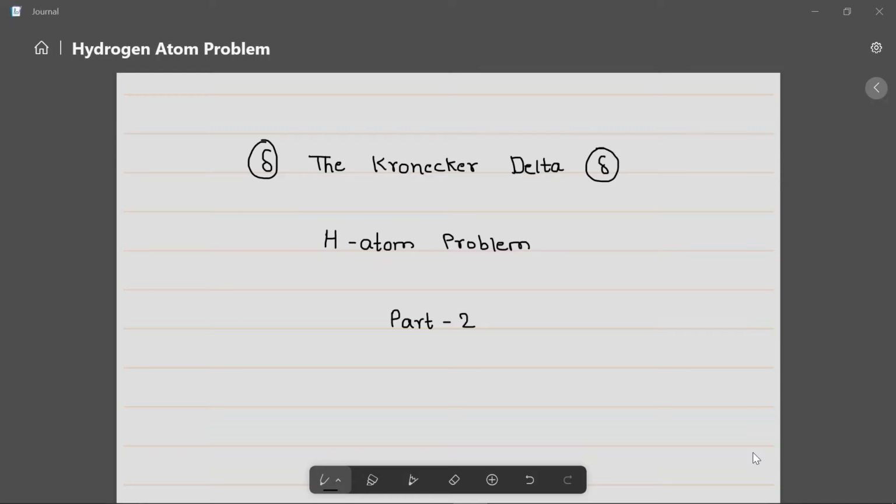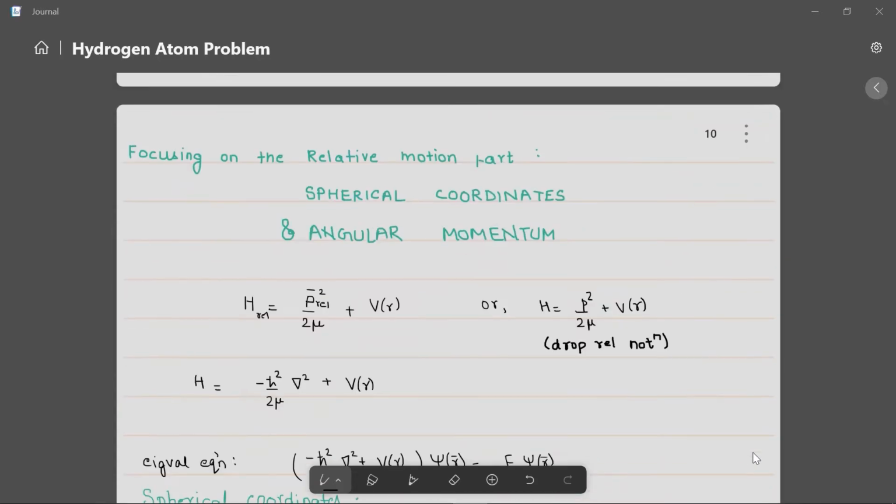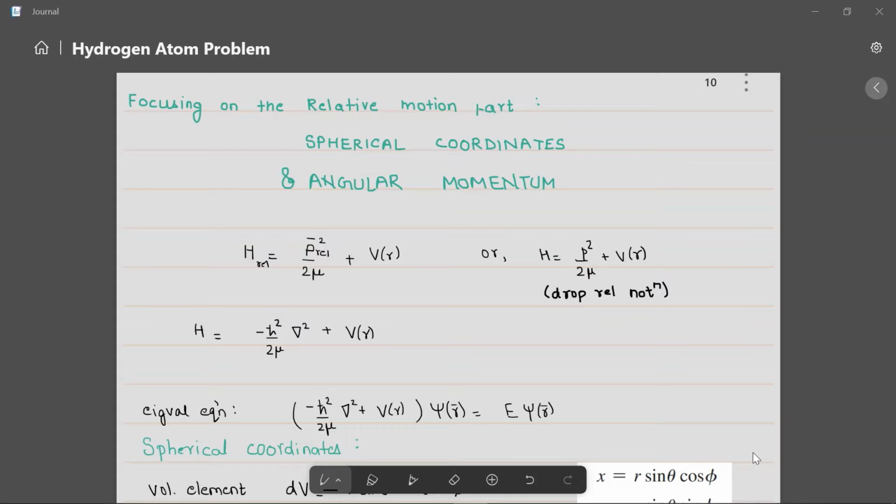This is part 2 of the hydrogen atom problem. In the last video, we saw that the system Hamiltonian was separated into the center of mass part and the relative part. And now what we're trying to do is separate the three coordinates in the spherical system for the relative part, and look at the angular momentum business and see how these two are connected.